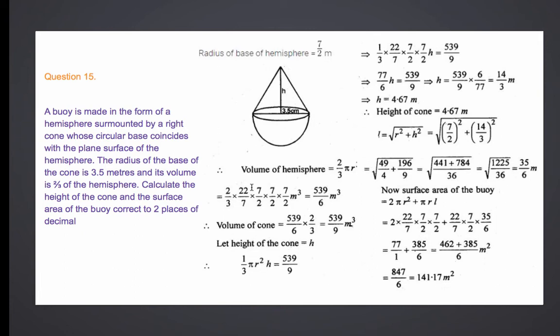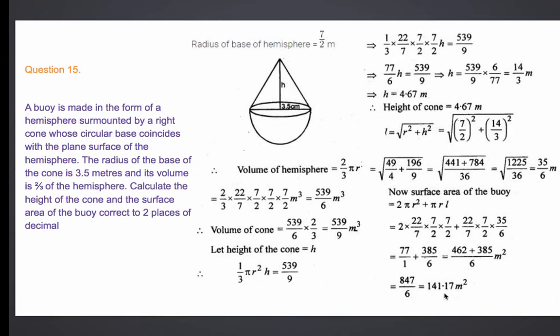Then the second part says find the surface area. Surface area means only the curved part. Okay. So this is what we have calculated. 2 pi r square is the curved surface area of the hemisphere and the curved surface area of the cone is pi rl. We added the two values and, in decimal correct to 2 decimal places, we get the answer as 141.17 meter square.